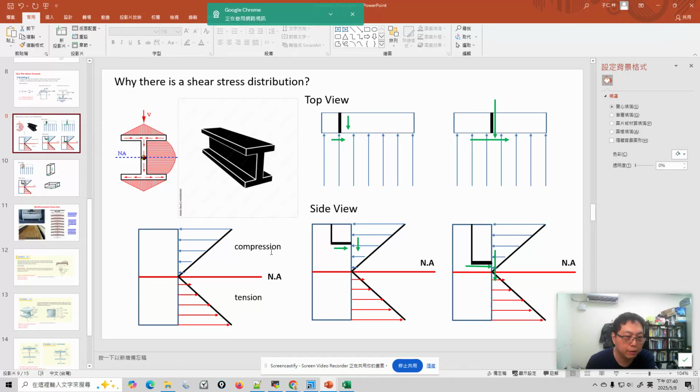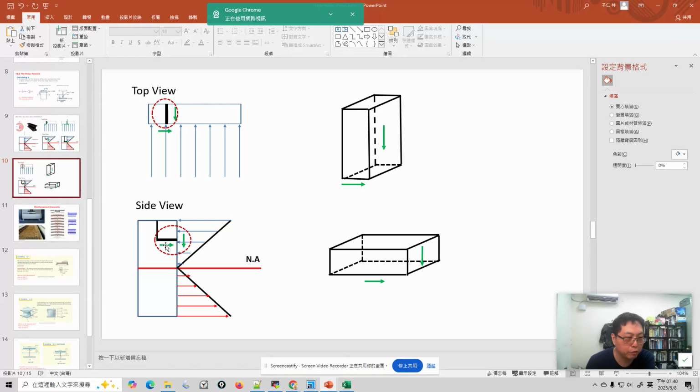I also make a 3D picture for this element. Actually this is the 3D picture of the element. We say you will have the shear force here to resist the compression force. At the same time, because of the shear balance, there must be a shear force here to maintain the shear balance.